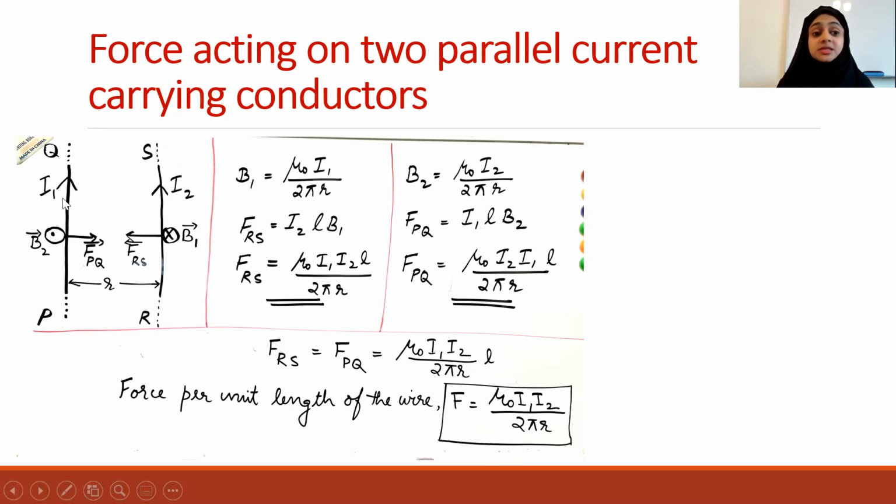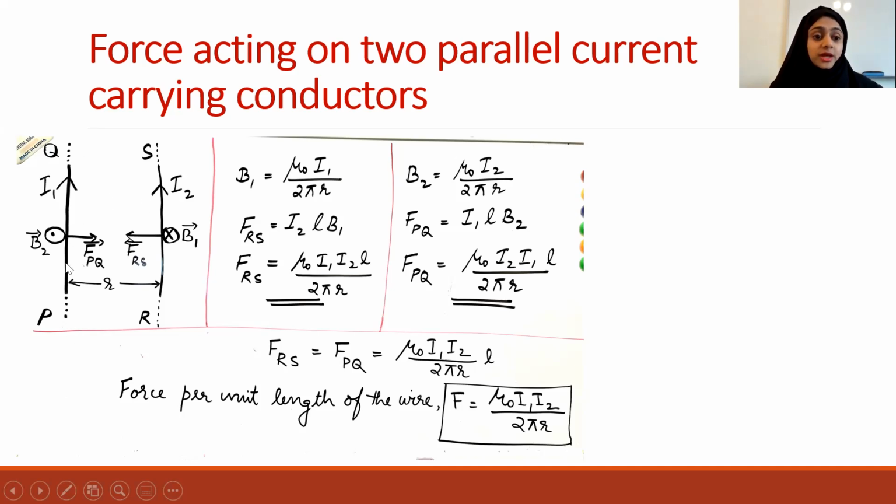One of them carries current I1 and another carries current I2 and they both are in the same direction. So you have two wires PQ and RS carrying current I1 and I2 in the same direction and they are kept at a distance R apart. Now let us find the force acting between them.